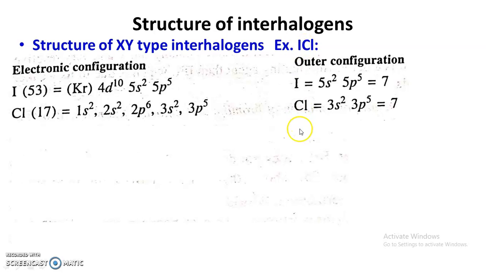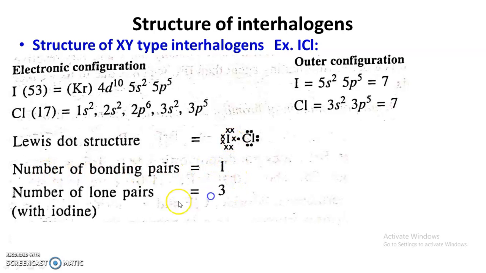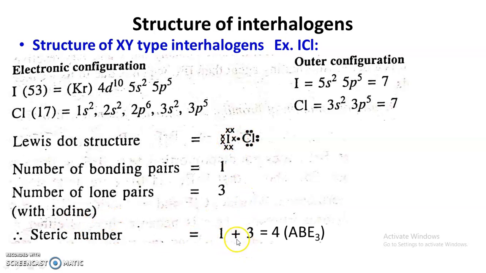Now first of all, the Lewis dot structure for iodine monochloride is this one. There is one bonding pair, and iodine is the central atom, and therefore there are 3 lone pairs. So the number of bonding pairs is 1 and the number of lone pairs is 3. The steric number is bond pair plus lone pair, 1 plus 3, which is equal to 4.